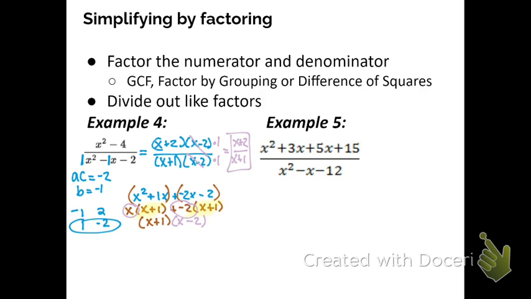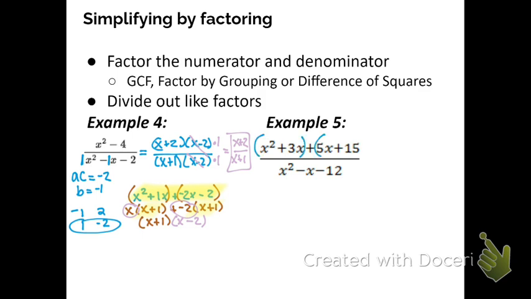Now moving on to example 5. In the numerator, we have this polynomial with 4 terms. It's sort of like over in example 4, where we split up our trinomial into 4 terms, but that part's already been done for us. So we have a little less work here.